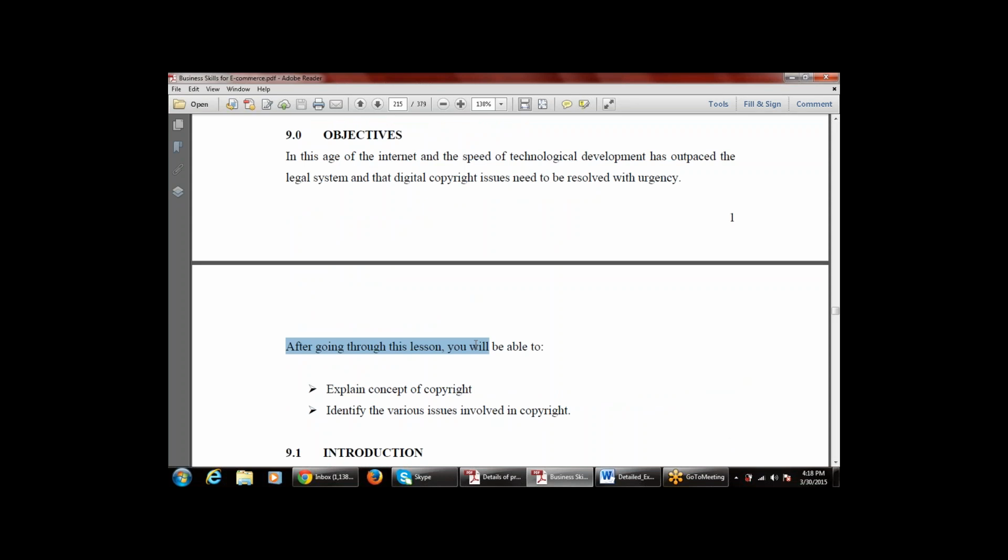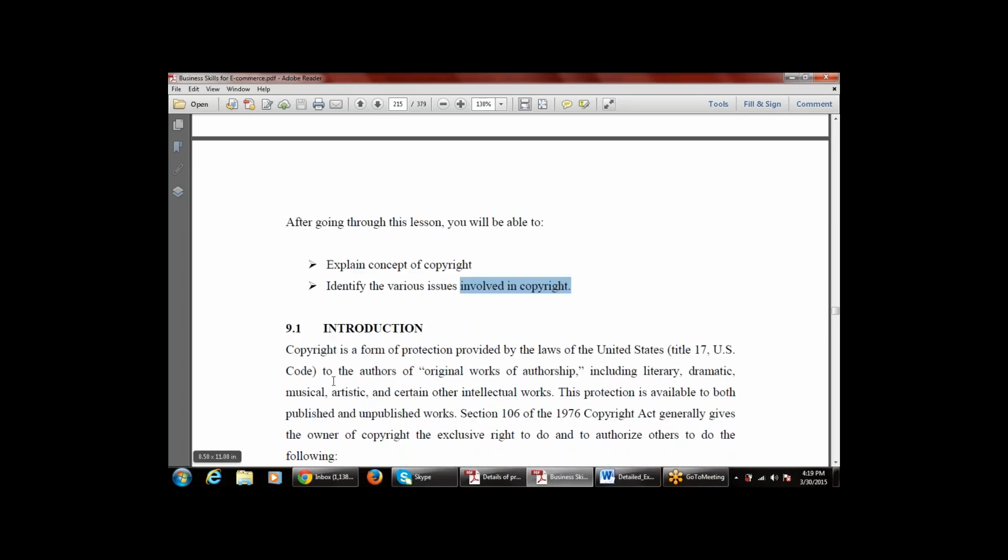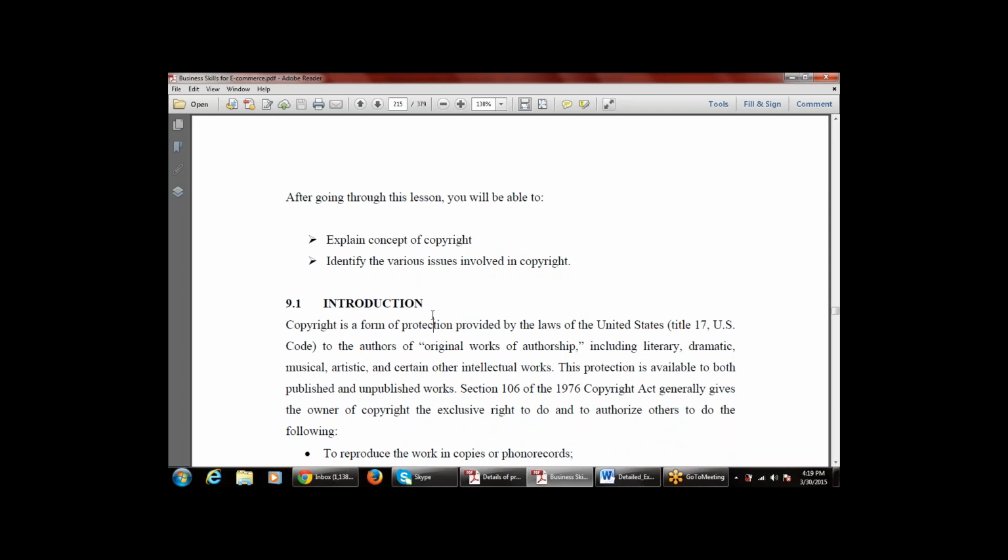After studying this lesson, you will be able to understand the concepts of copyright, that is what a copyright is and why it is useful for various organizations and individuals. Then identify the various issues involved in copyright, that is the various issues that are applicable in digital copyrights. And then, first of all, the introduction to digital copyrights.